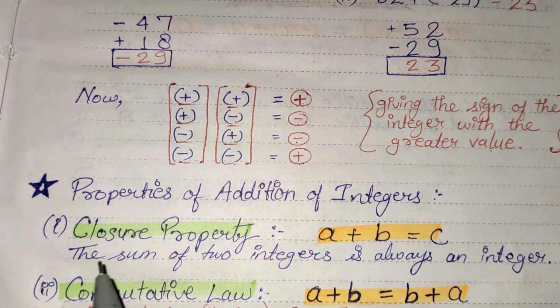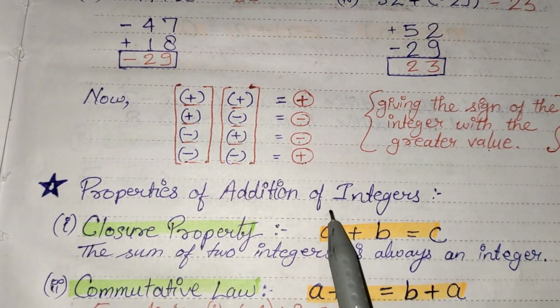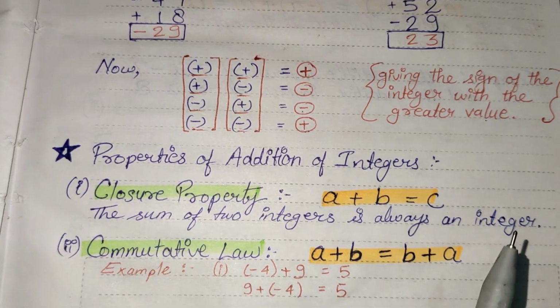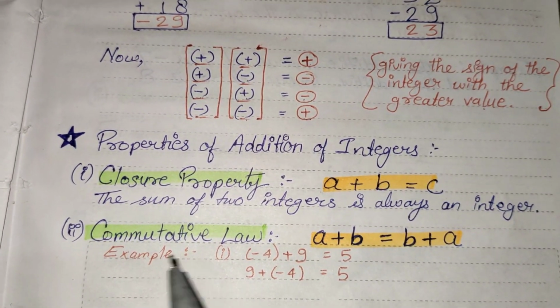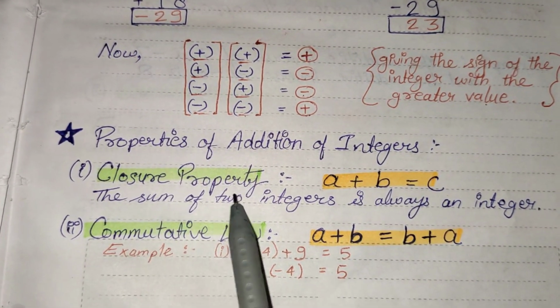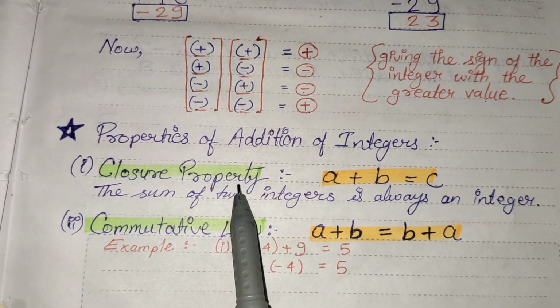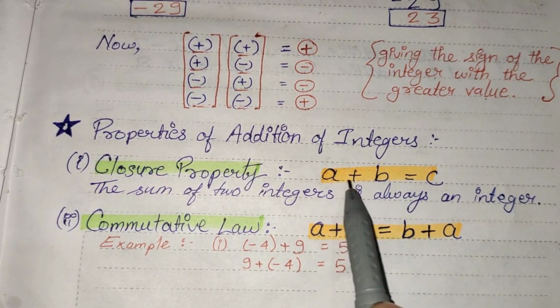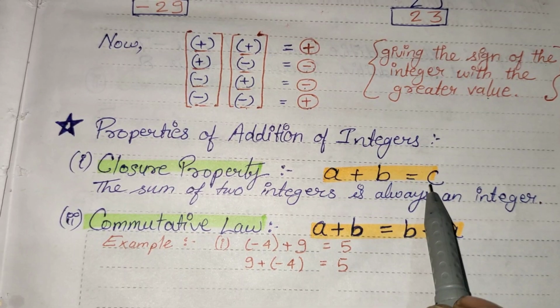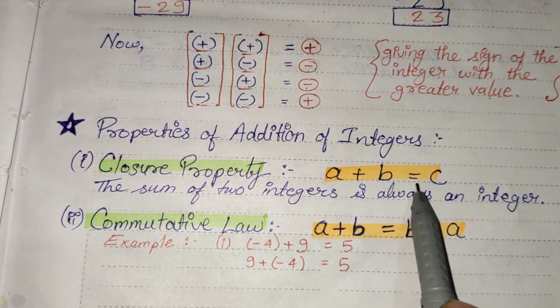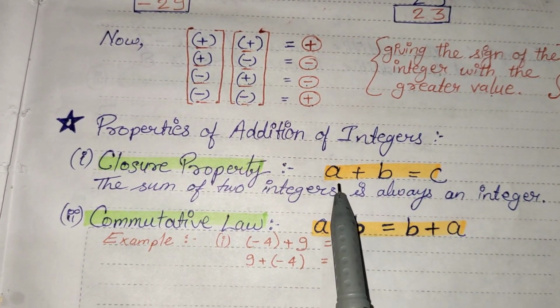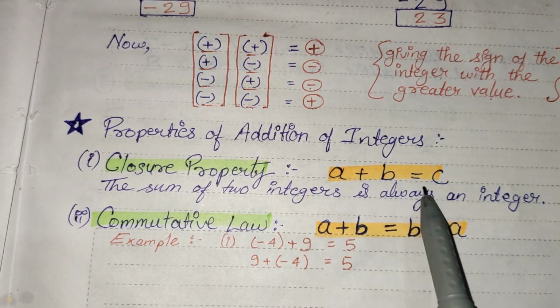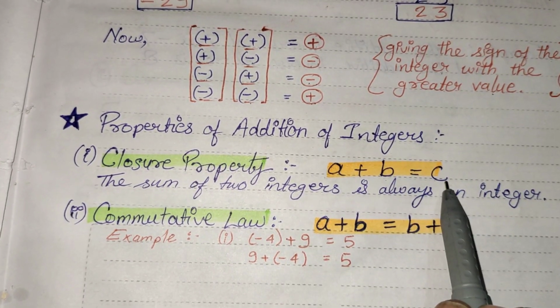Now properties of addition of integers. Let's understand the properties. First one is the closure property. What is the closure property? For any integers we have a plus b equal to c. What does it mean? It means when you add two integers, you will always get an integer.